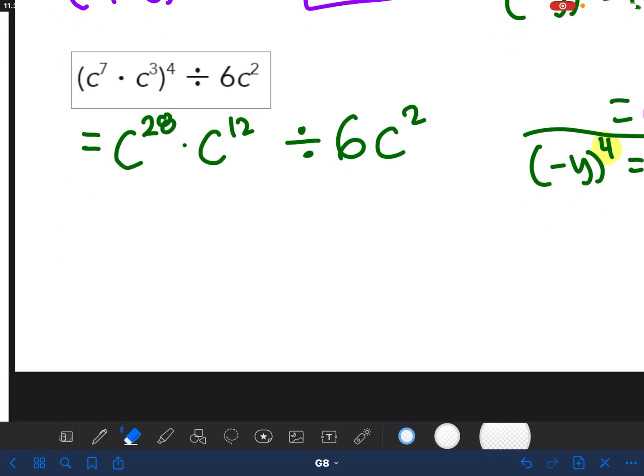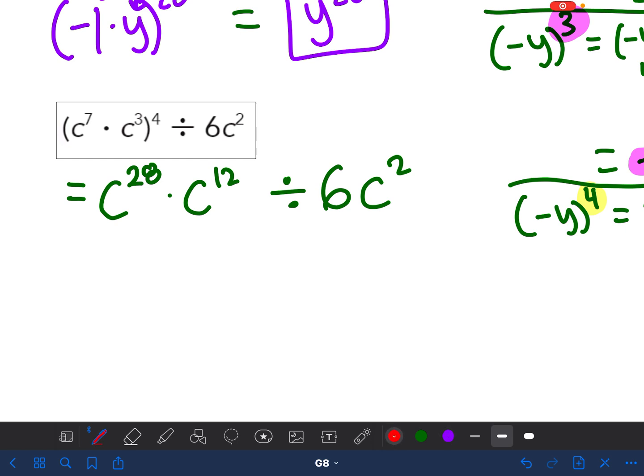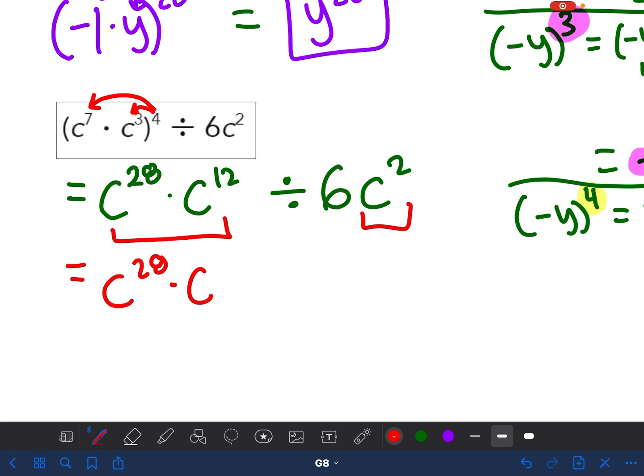So this second one here is different. Again, you need to multiply the exponents, power to a power. You get c to the power of 28 times c to the power of 12, and then 6c squared. In 6c squared here, the exponent 2 only belongs to the c, because it has no parentheses. So what do we do here? Gather up all of your c's. Again, this is pretty much saying 6 times c squared, right? So I'm going to pull up the c squared here, divided by 6.